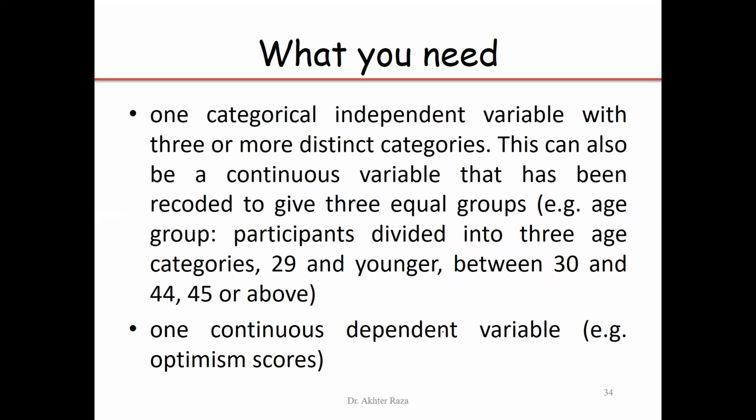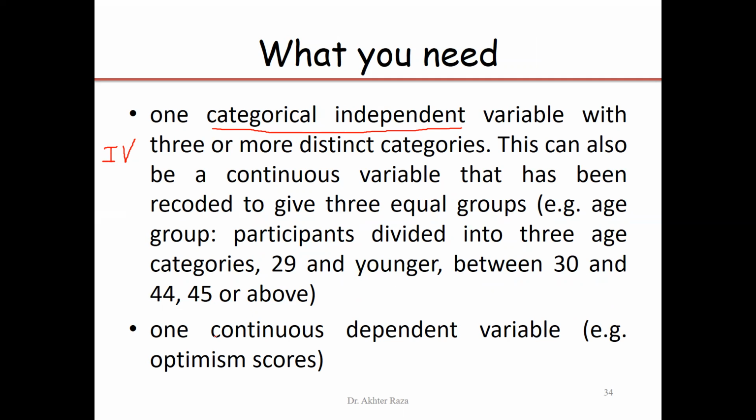How many variables are needed? We need two variables. One variable is a factor variable or a categorical variable, named the independent variable. Our IV is a categorical variable with three levels. What are the three levels? Level 1 is the young age group, 29 and younger; then between 30 and 44; and 45 or above. These are the three different age groups.